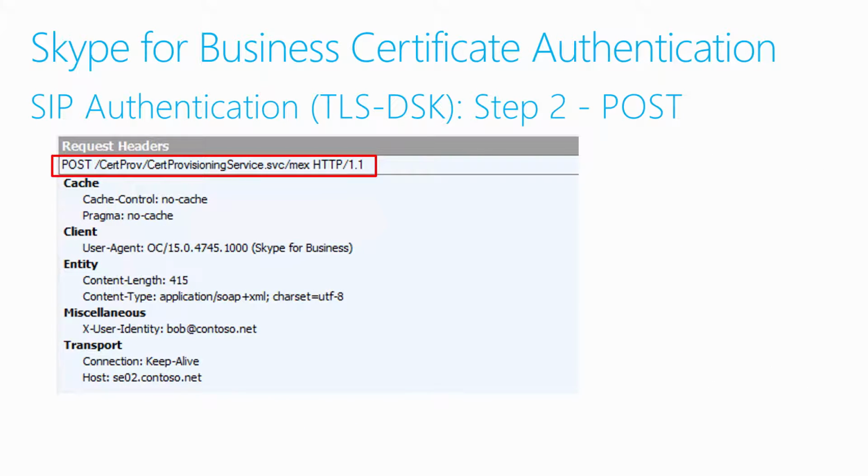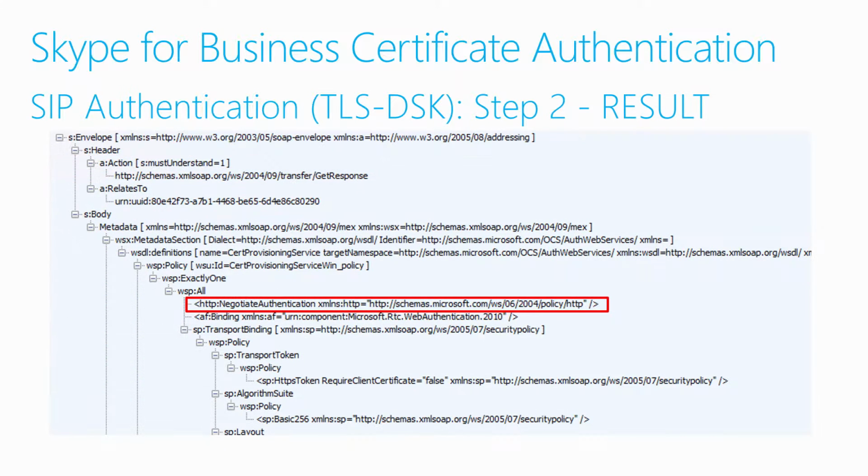So we'll look here at this message. This is what the client posts. So it posts for this metadata exchange document. And then looking at the response, we can see here that we get this response with a lot of information on where to connect to and how to authenticate. And that's actually highlighted here.